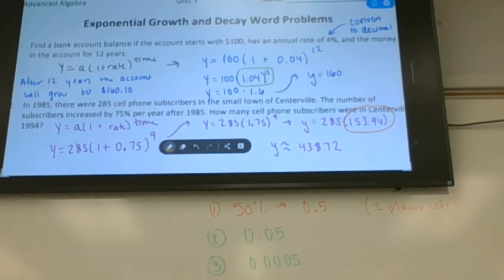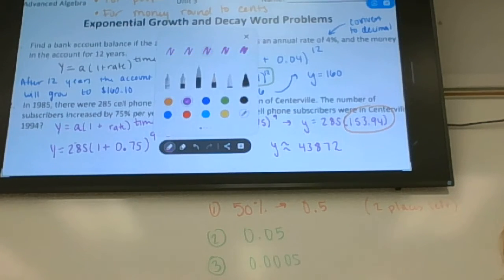Round to the hundred for the rate. For people, round to a whole number, such as subscribers. And for money, we round to cents. So a lot of conversation to have here with rounding. And I want you using a complete sentence answer.